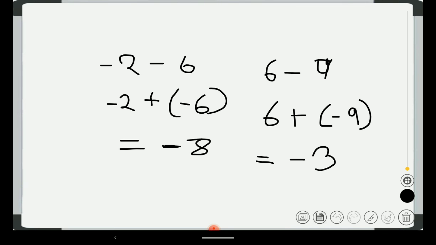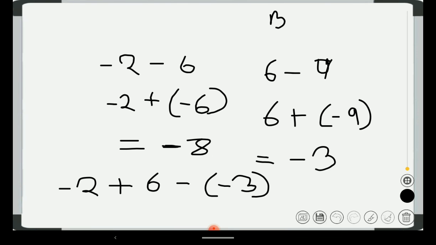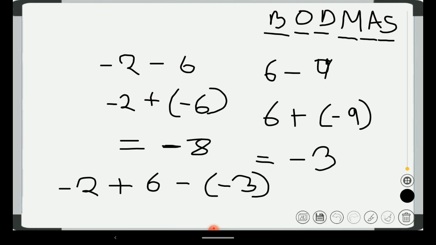Now, as you have learnt about subtraction, let us see another example. Let's say minus 2 plus 6 minus of minus 3. Okay, as you know the BODMAS rule. B means bracket, O means of, D for division, M for multiplication, A for addition, and S for subtraction. So we need to do addition first here.